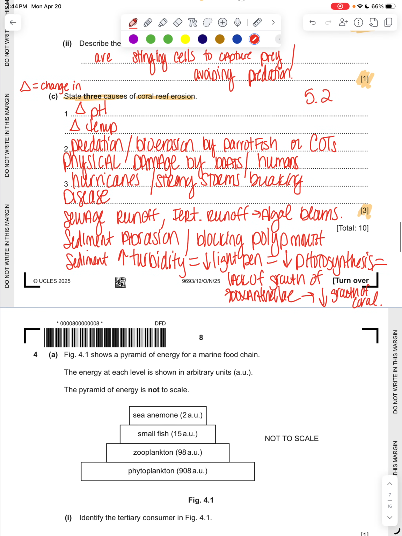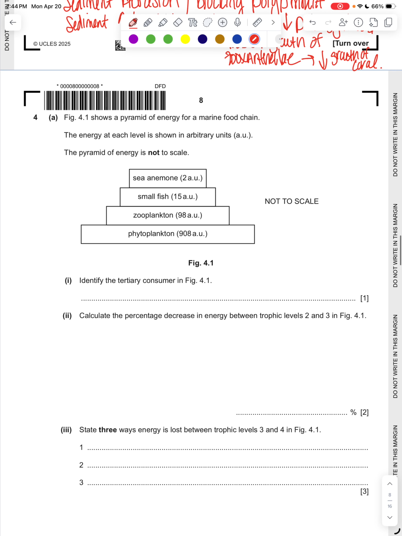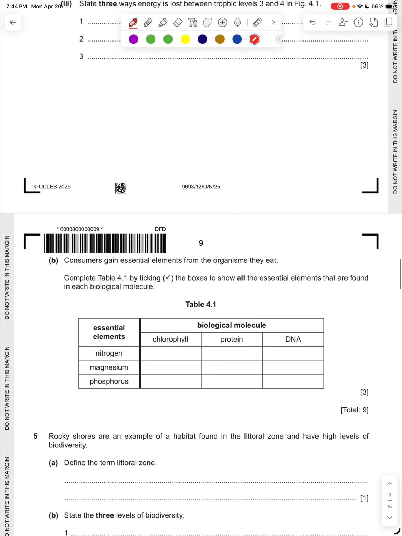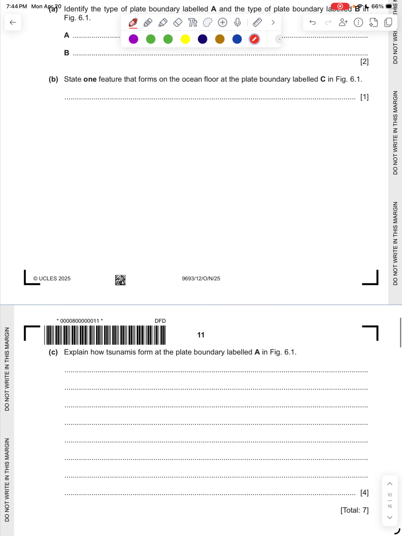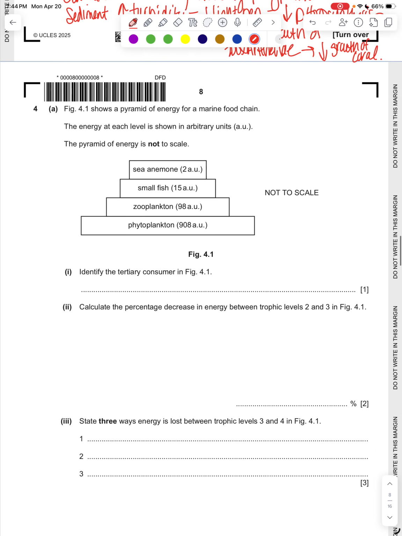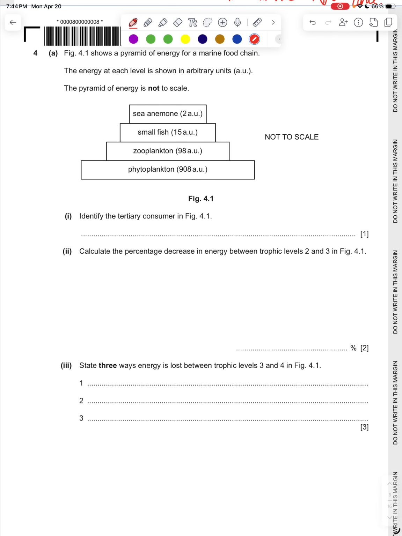A lot of them. Yeah, I'm in the front. All right.